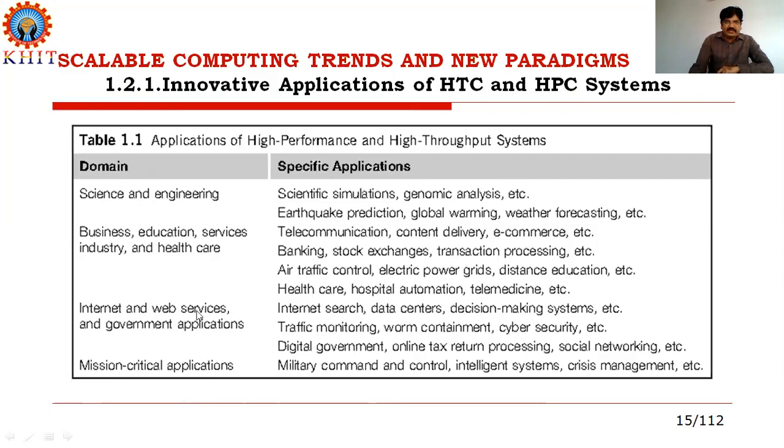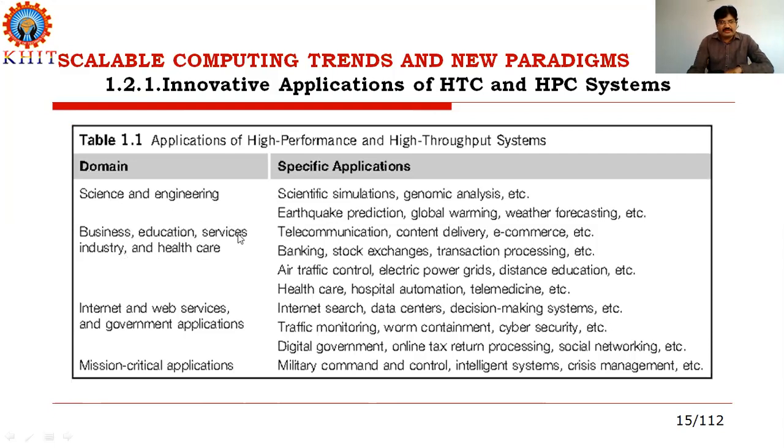How the HTC and HPC will impact these domains, we'll see here. If you consider the engineering or science domain, scientific simulations are developed, and earthquake predictions are also measured with these applications. Weather forecasting can also be done with the help of high throughput computing and high performance computing technology in the domain of science and engineering. Let's move to another domain: the healthcare, business, educational, or industry domain.